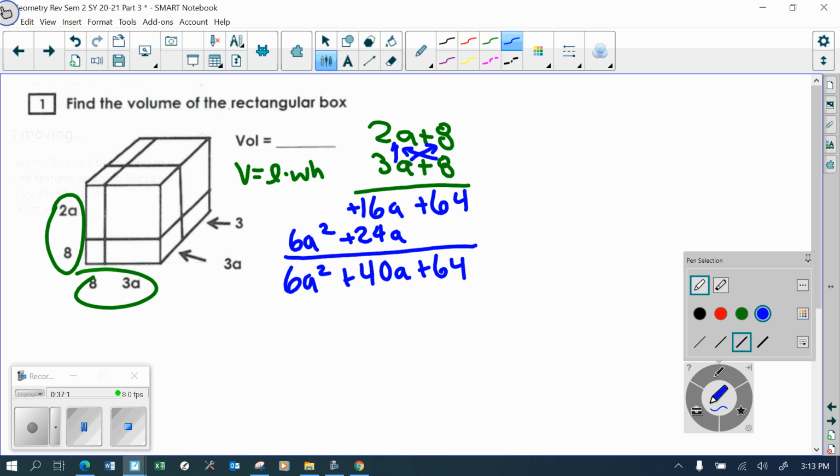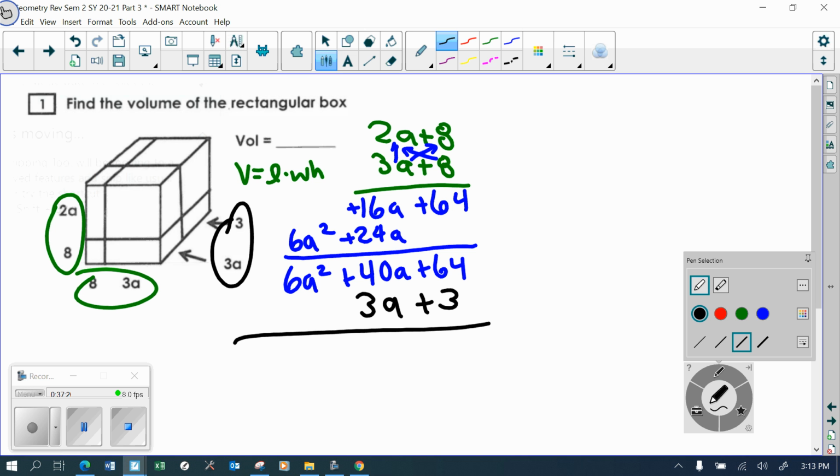So that's 2 of them. Now I have to take that answer and multiply by the third side, 3a plus 3. 3 times 64 is 192, positive 192. 3 times 40a is 120a. 3 times 6a squared is, that's plus 120a, put the sign with it, 3 times 6 is 18a squared.